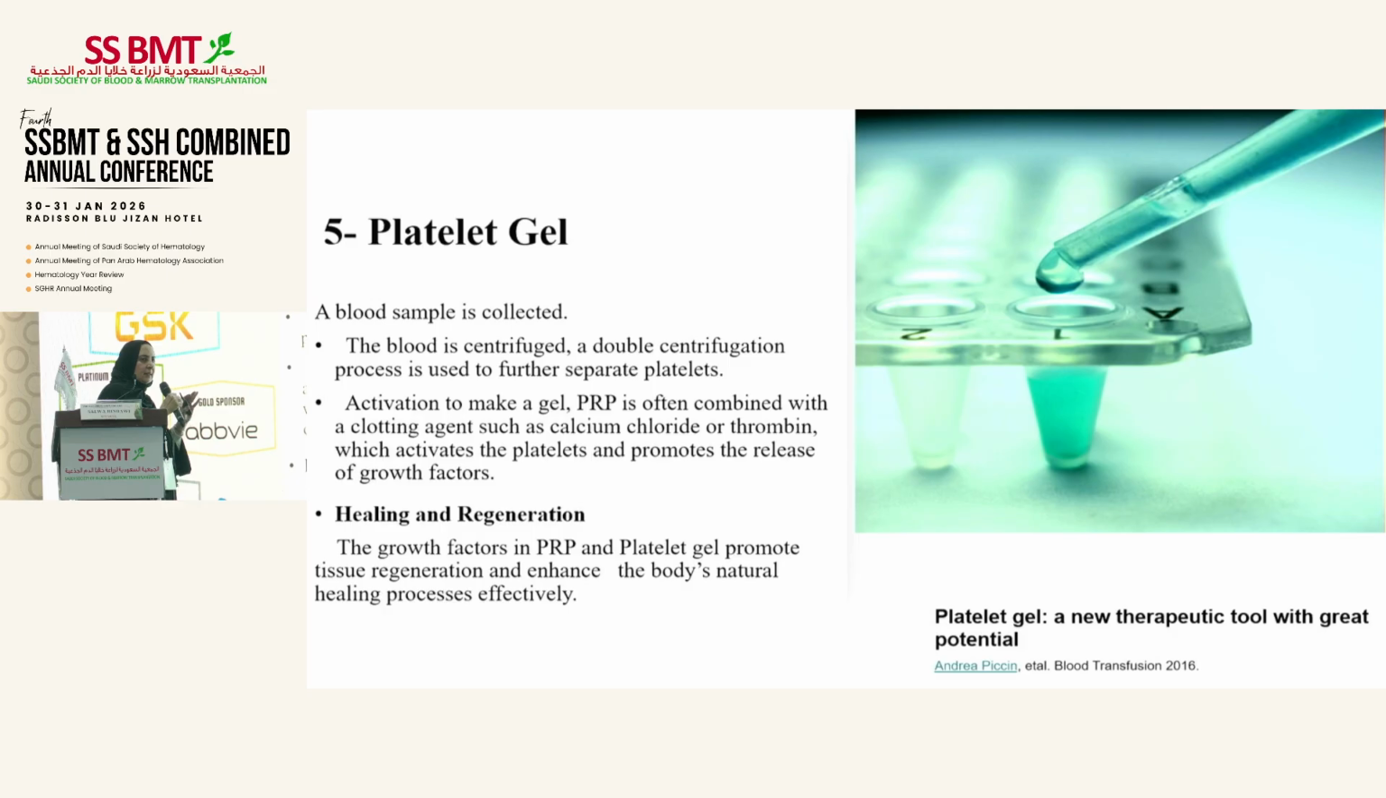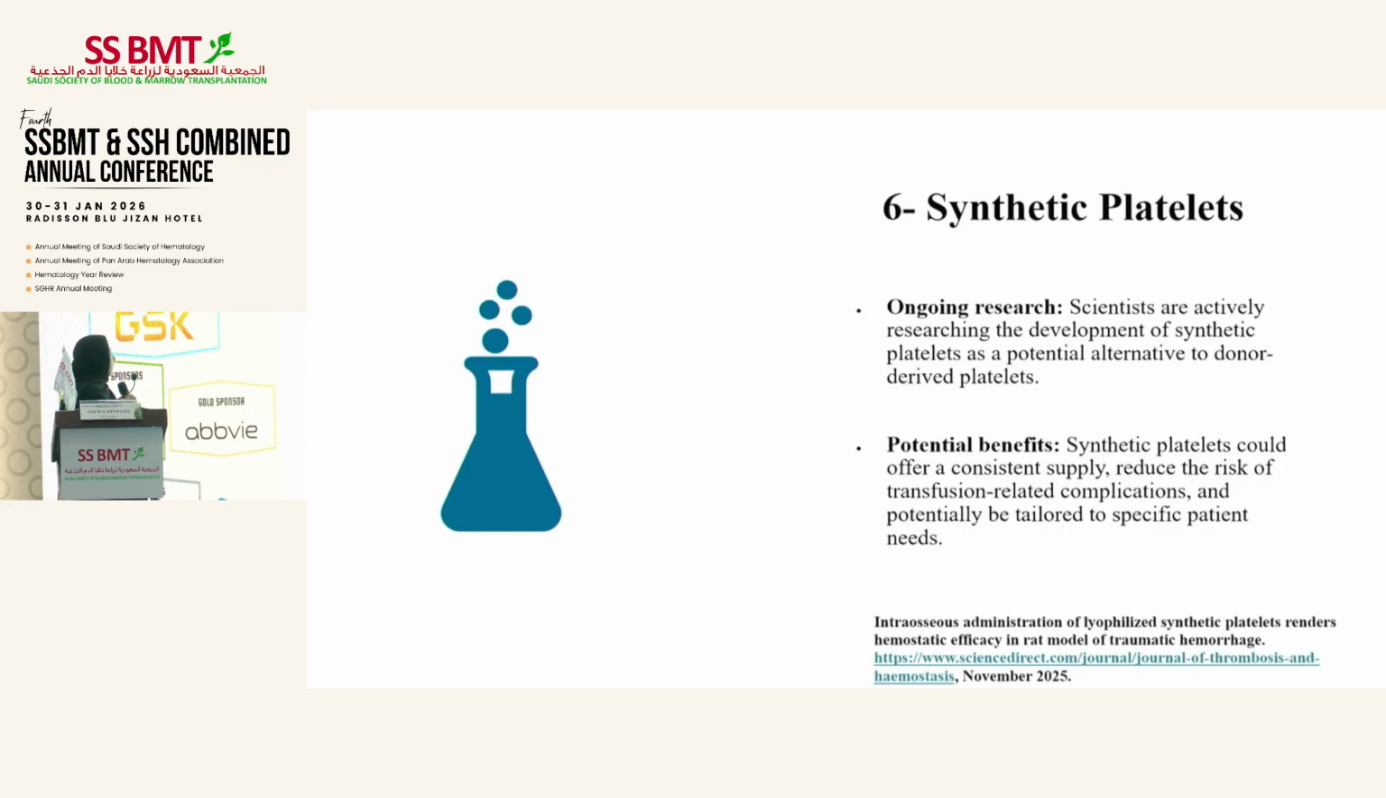Platelet gel is like PRP. The difference between it and PRP is that you do more concentration and activation of platelets, and you need to add thrombin or calcium chloride to activate it and use it as a gel. Platelet gel is very effective in chronic wounds like diabetic wounds. It's proven to be excellent in wound and tissue regeneration, and it's good in healing and regeneration.